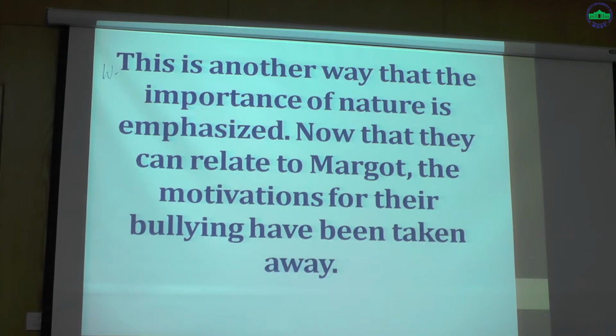So, at the end of the story, who has developed moral psychological growth? Margot or William and the rest of the kids? William and the rest of the kids. So they are dynamic characters in the fiction. This is another way that the importance of nature is emphasized. To have a natural life, not an artificial one. So life on Venus is not a good thing. It's a dystopia. Life on Earth is much better. This is implied in the underlying message of the author.